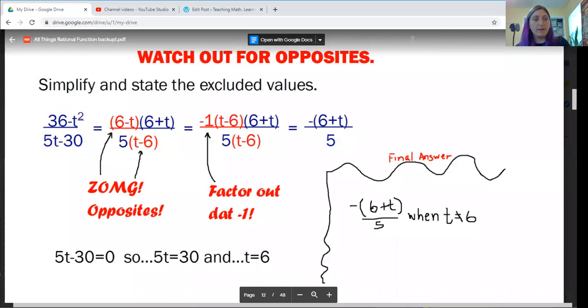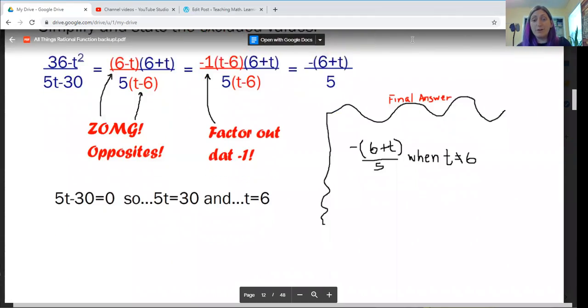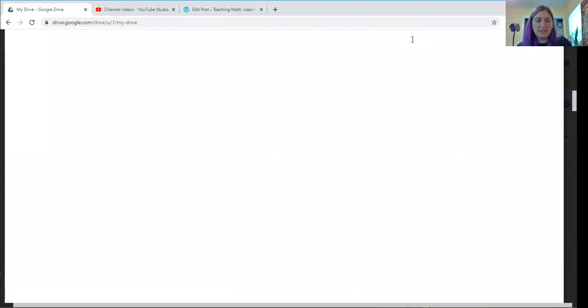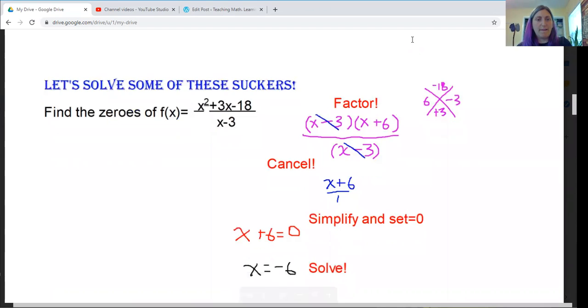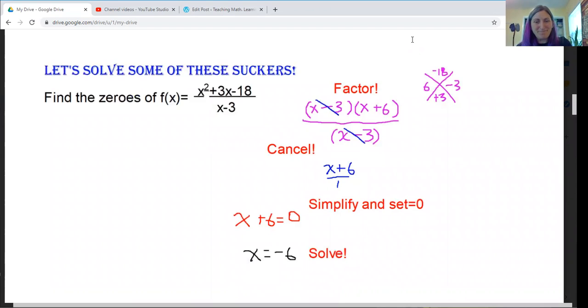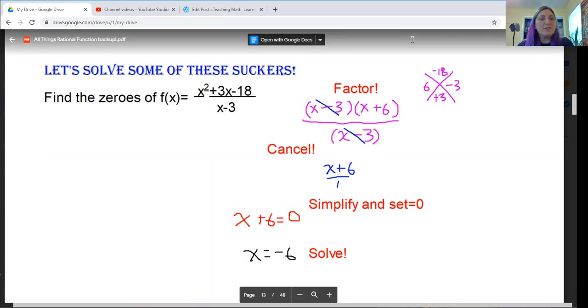Let's move on. Don't forget, factor out a -1 if you need it to match. Okay, let's solve some. I did it again. I had it all solved for you. Sorry. Find the zeros of f of x if f of x is this.